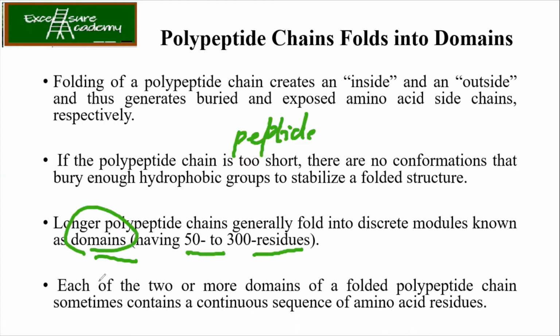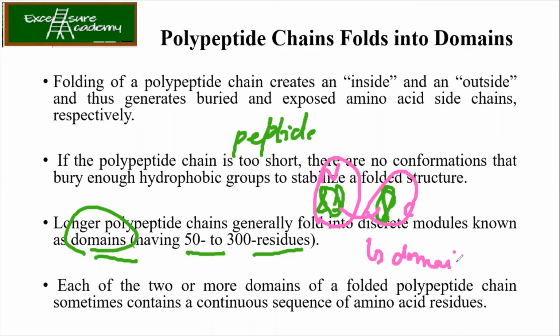Now, each of the two or more domains of a folded polypeptide chain sometimes contains a continuous sequence of amino acid residues. So what does it mean? It means that you might have a domain over here and a domain over here, and both of them will be connected by a sequence of amino acids. It means that they are not separate, they are just continuous. The N terminal will be here and the C terminal will be here. It's just that these many amino acids and these many amino acids will tend to form the domains.